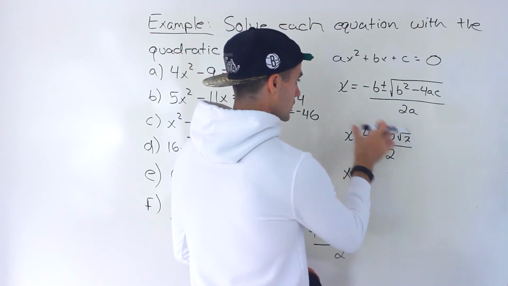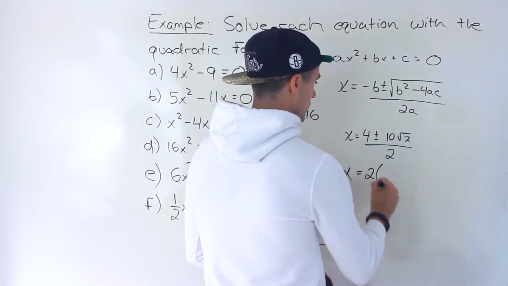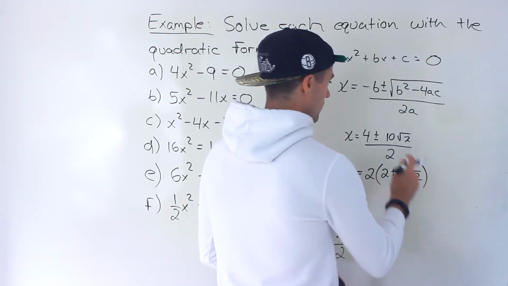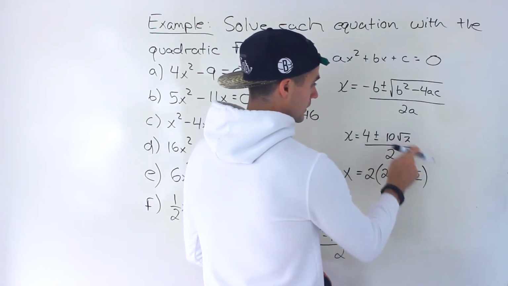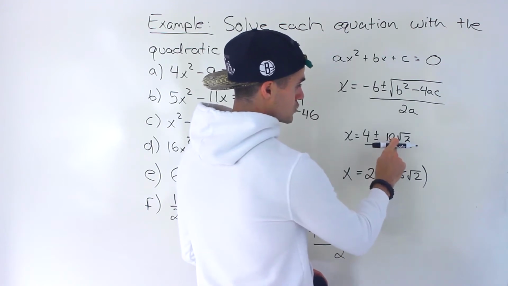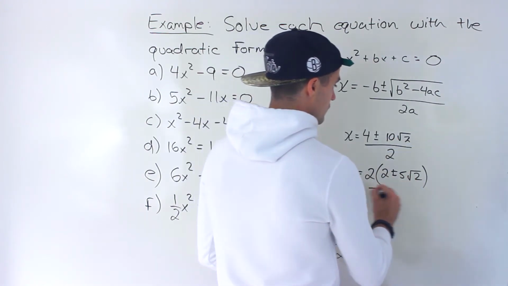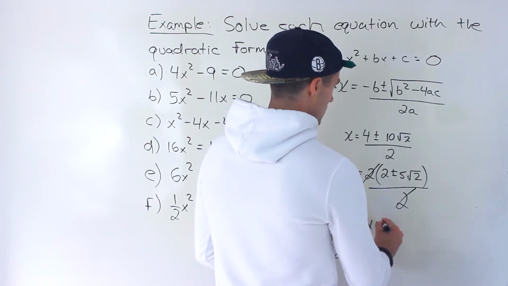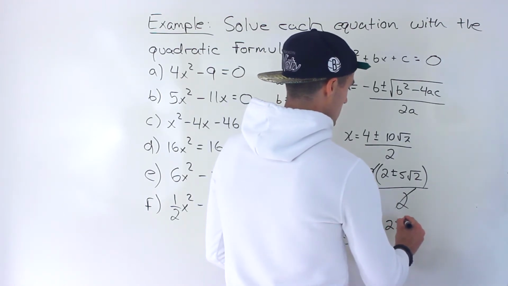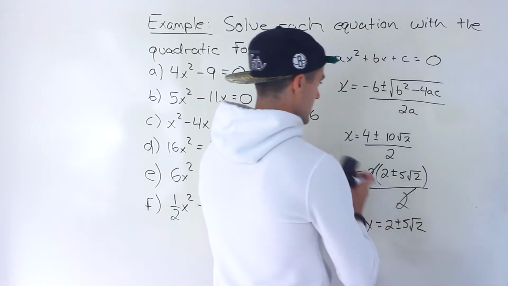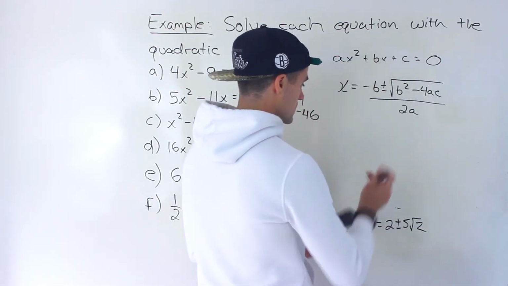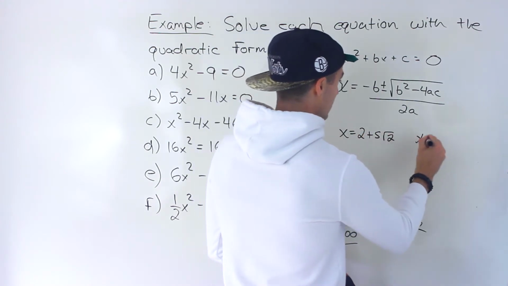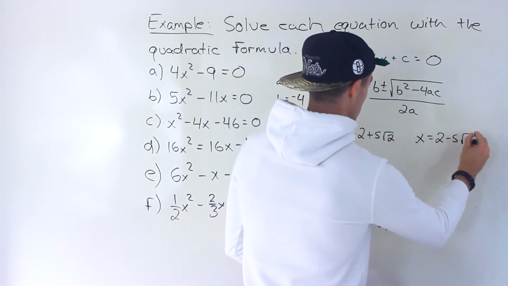And then notice we could take out a 2 from the top. We could factor that out, so we'll have 2 plus or minus 5 root 2, right? When we factor out the 2 from here, we leave the radical as is, and we just factor out the 2 from the 10. So we end up with a 5. This is going to be all over 2. Notice those cancel out. So we end up with 2 plus or minus 5 root 2 as the answer. So the two solutions are x is 2 plus 5 root 2, or x is 2 minus 5 root 2.